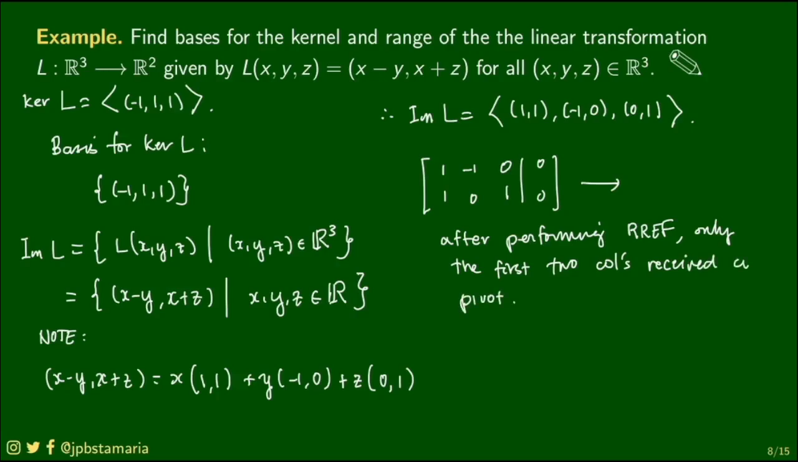Therefore, it means that the third column is a vector that is redundant, right? So we could just eliminate the third vector without the fear of eliminating a necessary vector. In fact, the one that we have deleted is going to be redundant only. So therefore, we can say that the image of L is now spanned by (1, 1) and (-1, 0). Therefore, a basis for the image is the set containing, no, of course there is no unique basis, right?